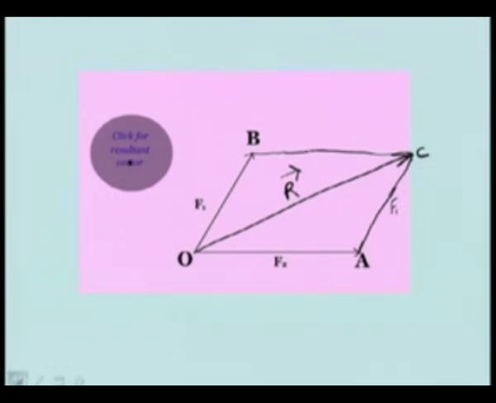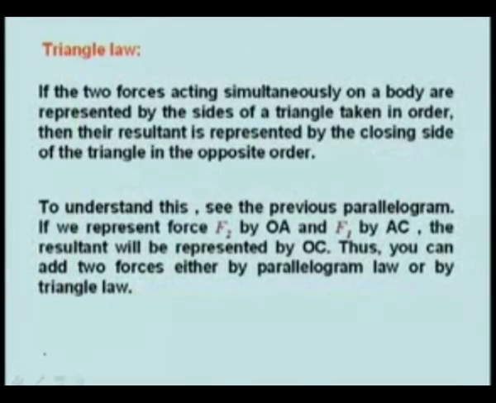So therefore it is written that if two forces acting simultaneously on a body are represented by the sides of a triangle taken in order, then their resultant is represented by the closing side of the triangle in the opposite order. Like if one force is represented like this, the other is represented like this, then we close the triangle like this. However, we make the arrow in the opposite direction. So here it is like this. So now this is the triangle law.